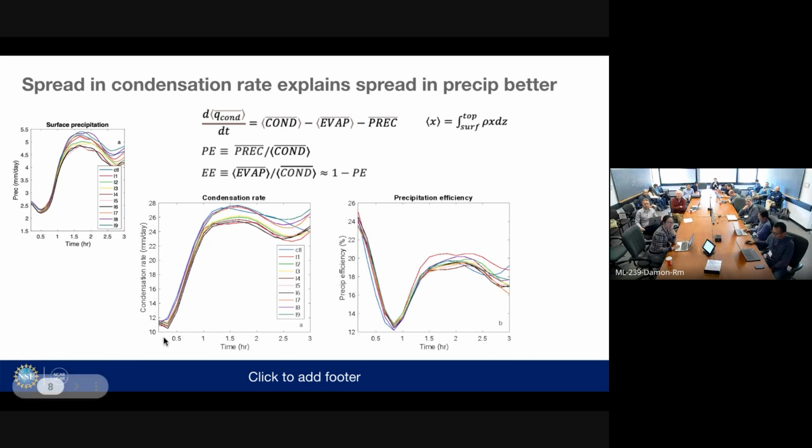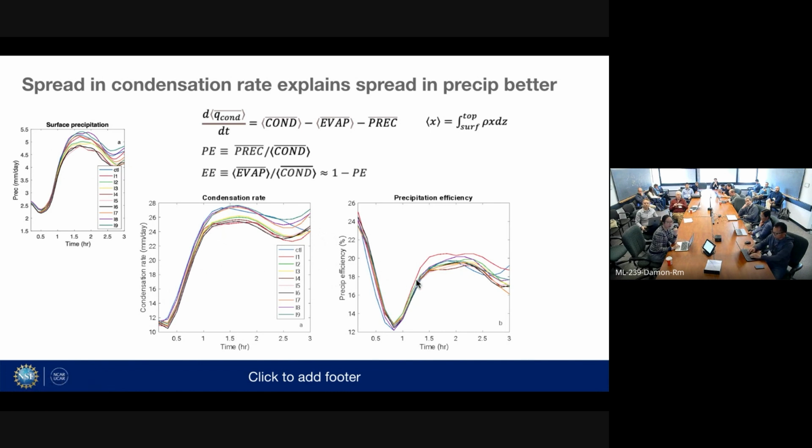So one thing we can get from this condensation rate is that the general pattern, the varying temporal trends of condensation rate, is very consistent with the temporal trend of surface precipitation. Additionally, we also calculate the spread of the condensation rate among all the different shear cases, and it is quantitatively very close to that of the spread in surface precipitation as well.